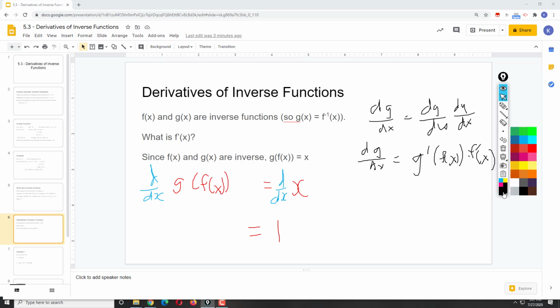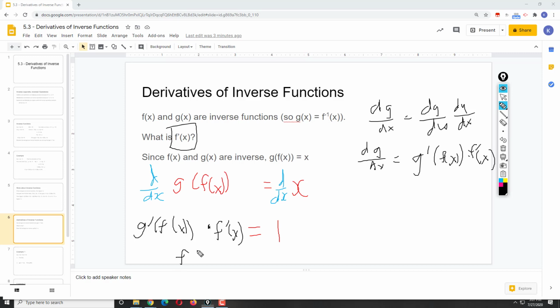In other words, d over dx of g of f of x has to equal g prime of f of x times f prime of x, which equals 1. That 1 we got from the right hand side. Okay. We're almost there. Our question says find f prime of x, so divide both sides by g prime of f of x. So f prime of x is equal to 1 over g prime of f of x.